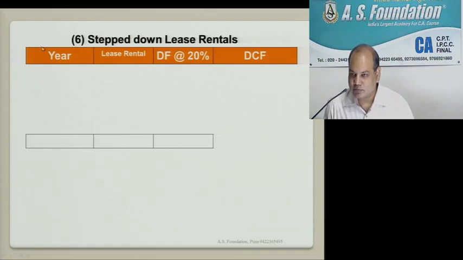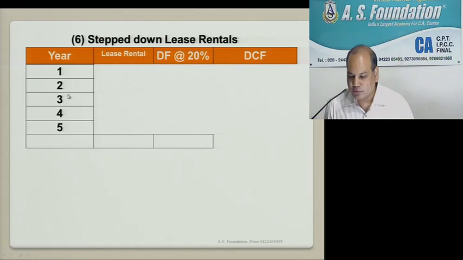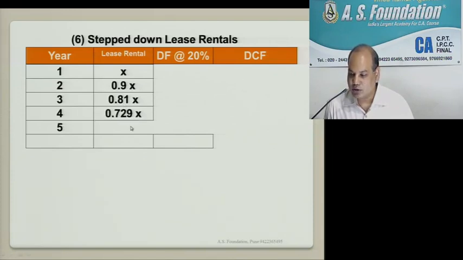Check. Step down lease rental. Case number 6. Write year, lease rental, discounting factor at 20%, DCF. Year 1, 2, 3, 4, 5. First year assume X. Second year 0.9x. Third year 0.81x. Fourth year 0.729x. Fifth year 0.6561x. If you have got this right, then your answer would be approximately right.